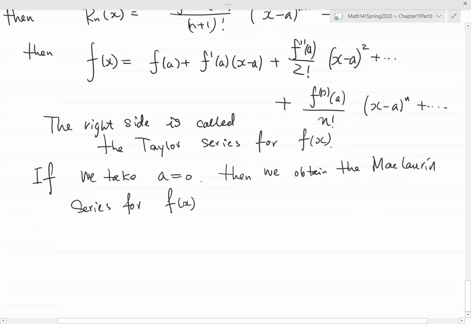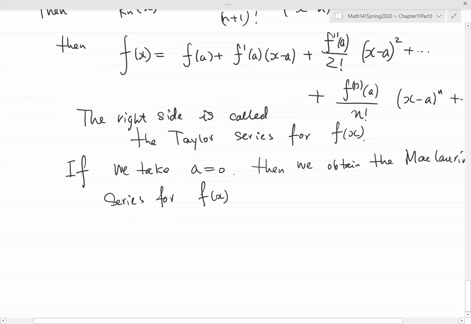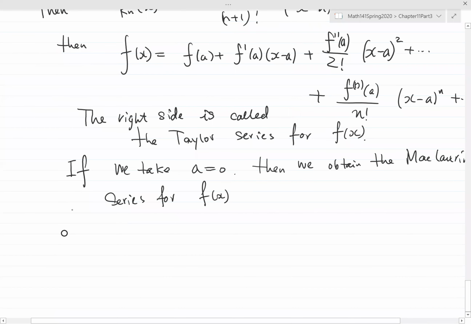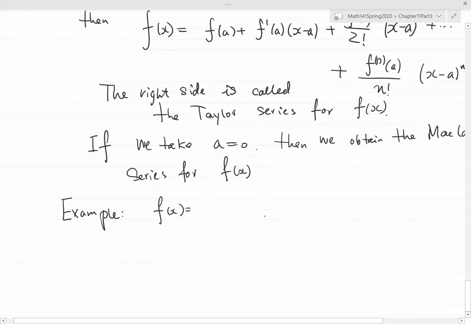Example. f(x) is e to the x. Here we take x to be bounded, x in a to b. Then the derivative of f is e to the x. You know it's invariant. The derivative is invariant, so the nth derivative is again e to the x.